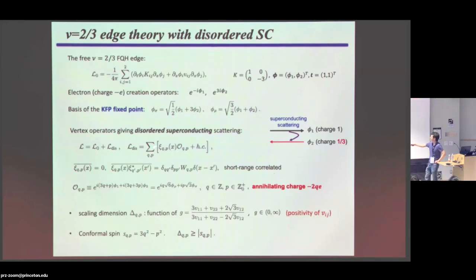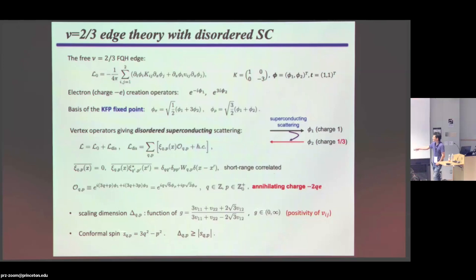And in general, of course, we also assume a random coefficient, which is short-range correlated with zero mean. And the scaling dimension of each operator, again, is the parameter that appears earlier as well. We find all these scaling dimensions are functions of this single parameter, which is a function of the velocity matrix. That's very convenient to work with.